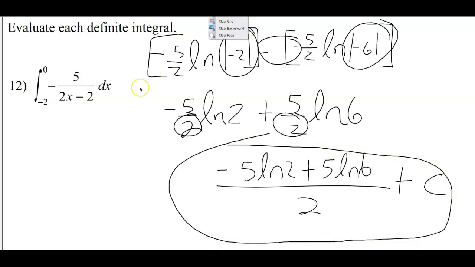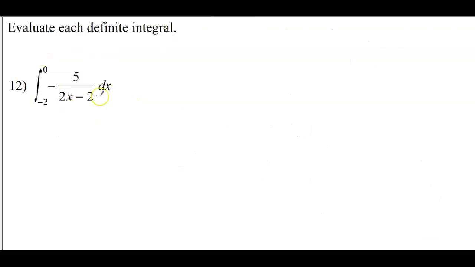And do be aware that while I'm aware you guys can do this on a calculator, this is going to be a non-calculator test, so I do want you guys to be able to do these things by hand. Okay, let's go ahead and take a look at yet another one here.